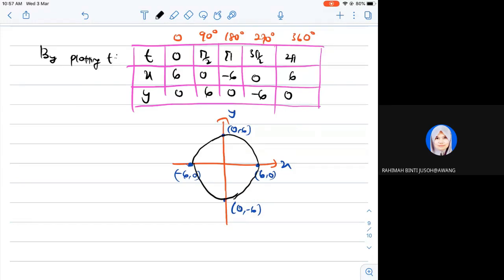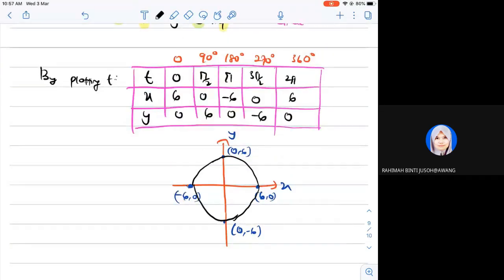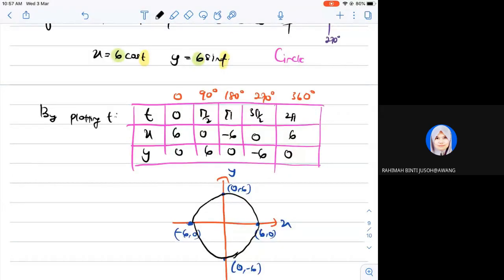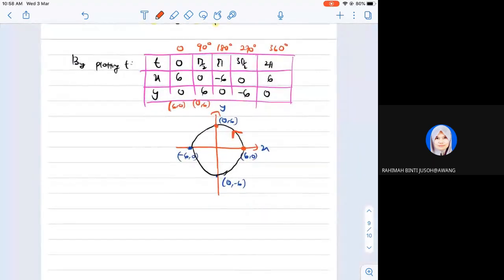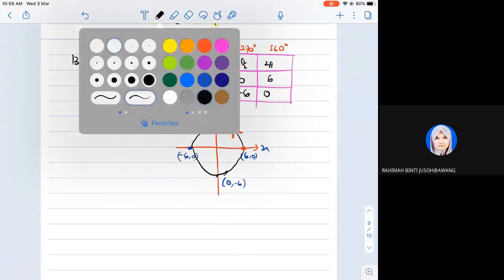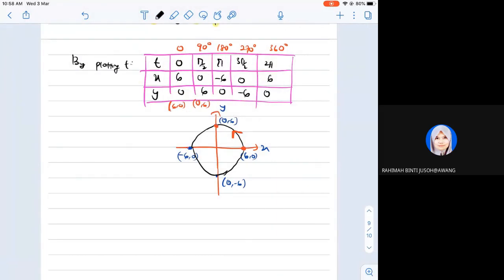Macam tu. Okay. Now orientation. Kalau tengok plotting, of course lah you all nampak movement dia daripada 60 sampailah ke 06. So daripada sini dia pergi ke atas ni, automatically orientation dia anti-clockwise lah. Okay, now the same question, I'm going to sketch the graph by using eliminating t.